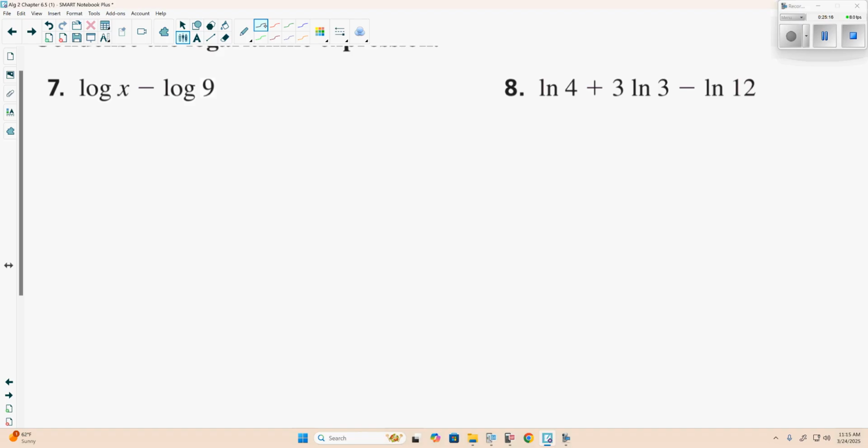So, let's look at 7. Log of x minus log of 9. Now with our powers and the way we've been doing this, we can pull that negative to the top, telling us that we have log of x plus log of 9 to the negative first.